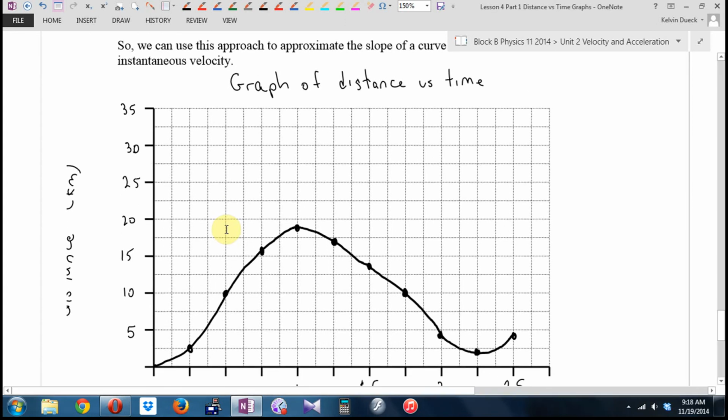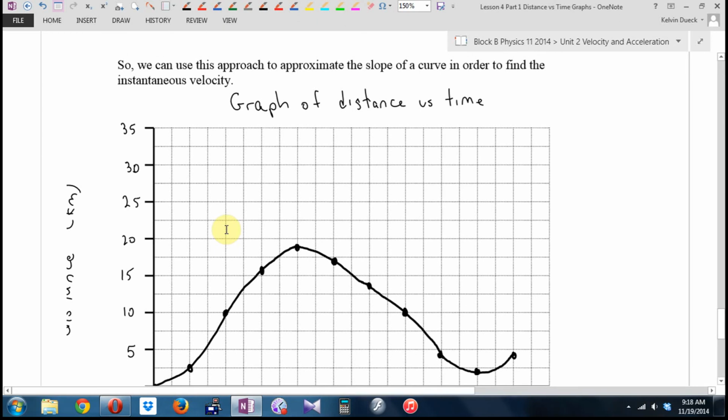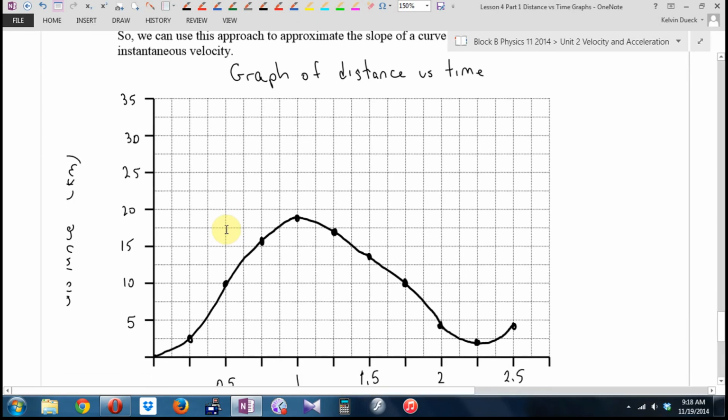We can use this approach to approximate the slope of a curve in order to find the instantaneous velocities. Here's a graph I gave you. This is a much more realistic graph. It looks like this person started out going forwards. Are they speeding up or slowing down at the beginning? How can you tell? Because the slope is getting bigger. Now look, right around here, the slope starts getting smaller. Right around here is where they're tapping the brakes. They're slowing down, slowing down, slowing down.